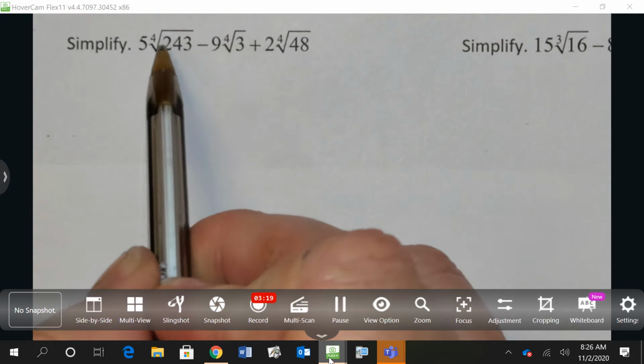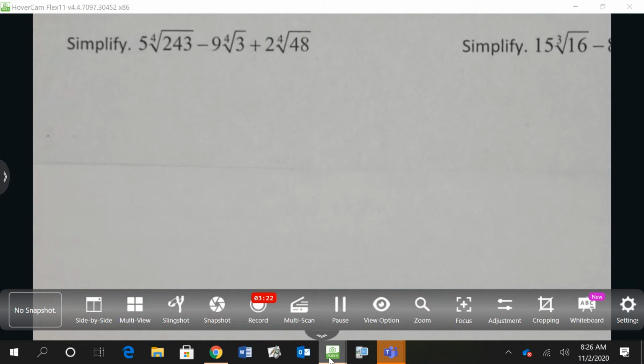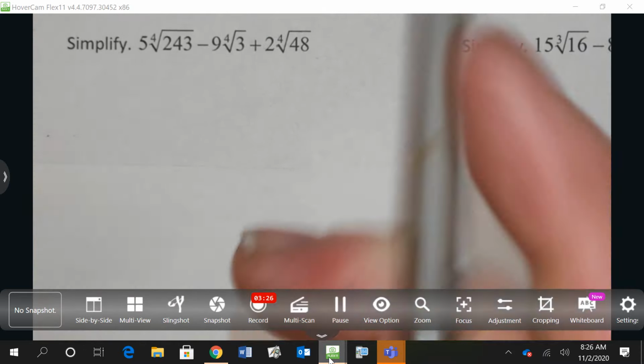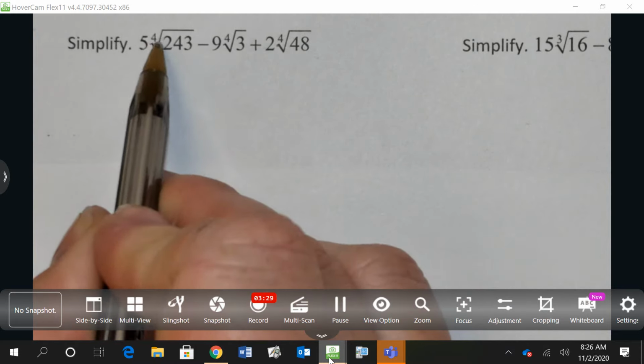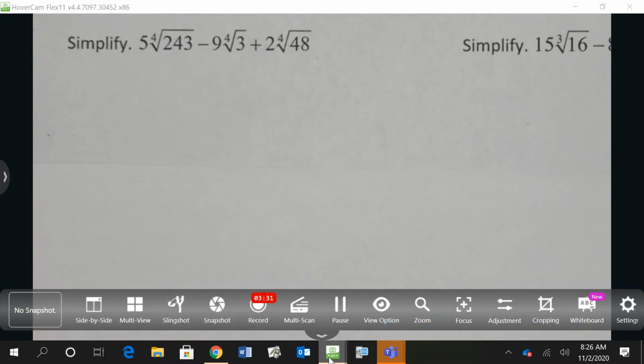What if they didn't have the same nth root? Okay, we stop. We can't simplify it any further. Maybe we can break down that particular radical, but we can't combine them. They cannot be combined if they don't have the same nth root. Okay, so that's your first step.